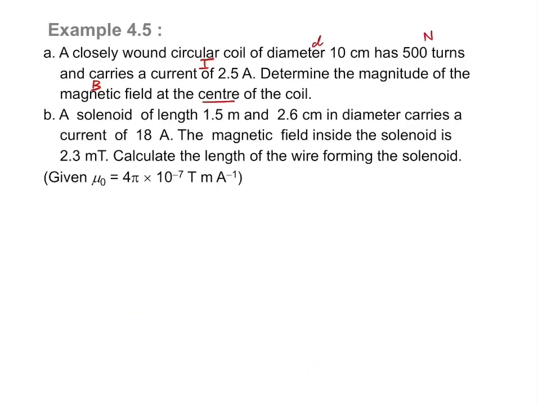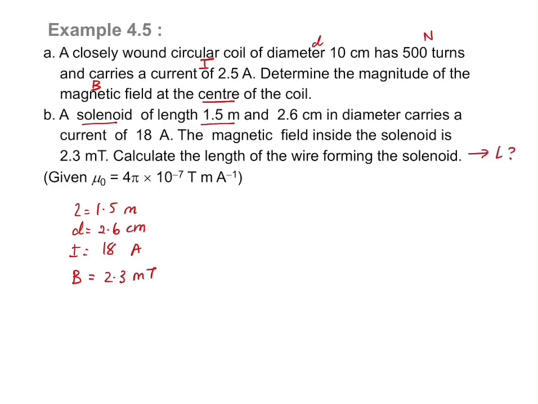Tesla. For question B, we have a solenoid with a length of 1.5 meter and diameter 2.6 centimeter, and it carries a current of 18 ampere. The magnetic field inside the solenoid is 2.3 millitesla. So B is equal to 2.3 millitesla. Then we are asked to find the length of the wire forming the solenoid. So we have to find capital L.